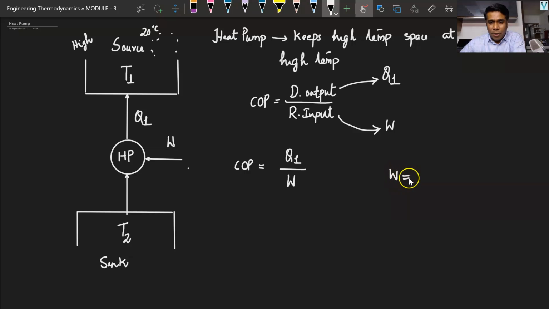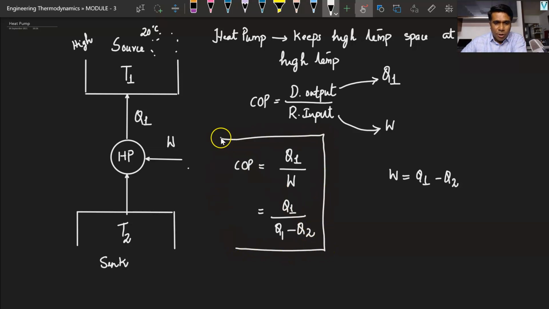Again, I have W equal to Q1 minus Q2 for a reversible device. So this can be written as COP equal to Q1 by Q1 minus Q2. So this is the equation that I can use to find the COP of a heat pump. Again, we know that if you consider a reversible process or reversible device, this can be written as T1 by T1 minus T2, which we will prove later by using the thermodynamic temperature scale.